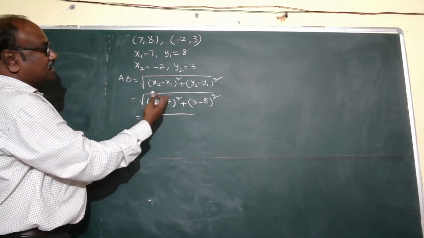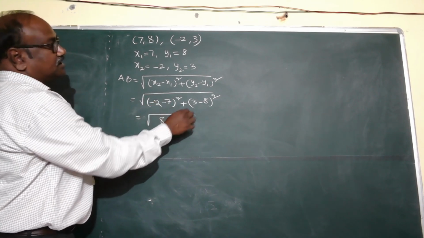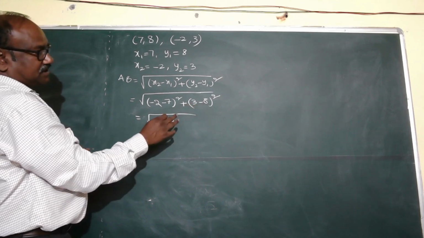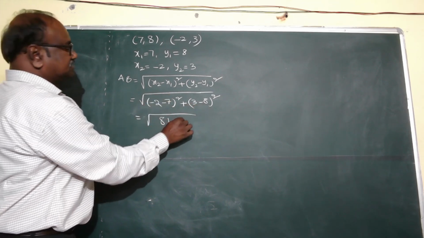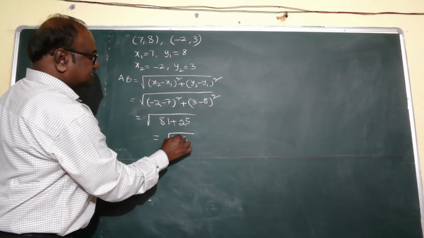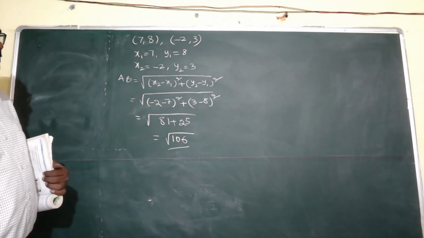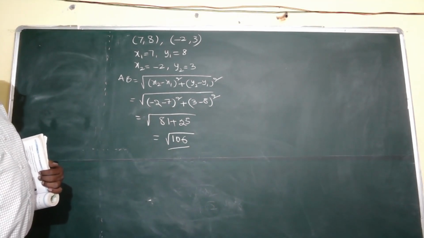Minus square becomes plus. 9 square is 81, plus 3 minus 8 is minus 5. Minus square becomes plus. 5 square is 25. So 81 plus 25, 106. Okay, you can leave it like that if it is not possible to write in the simplified form.